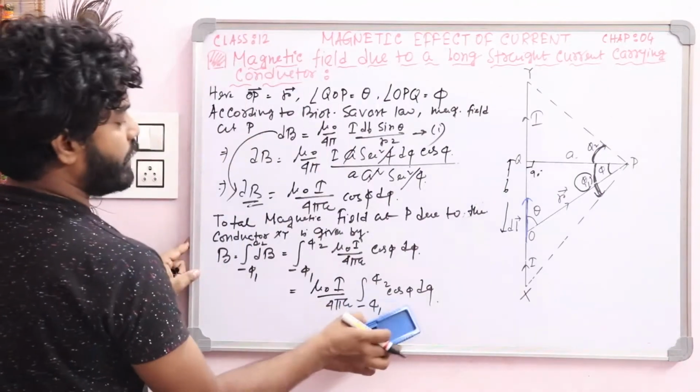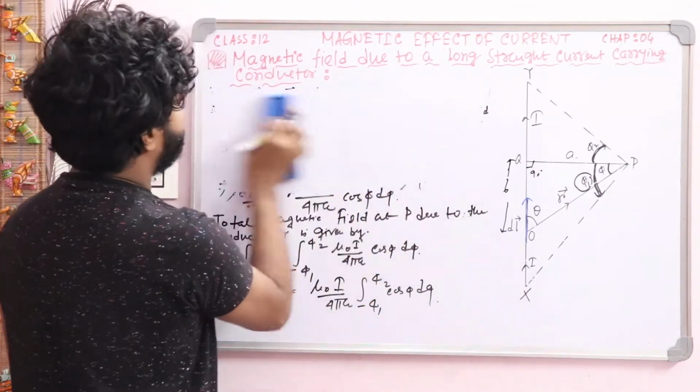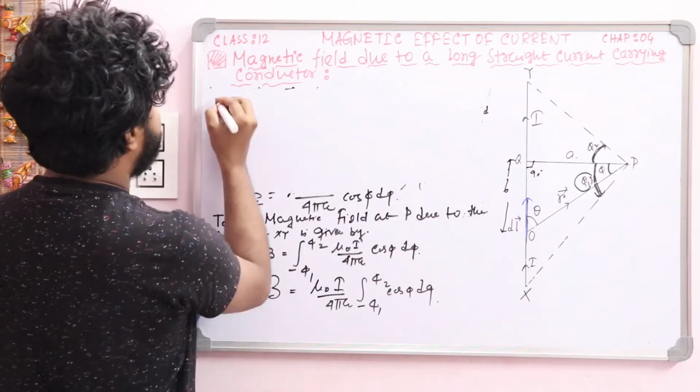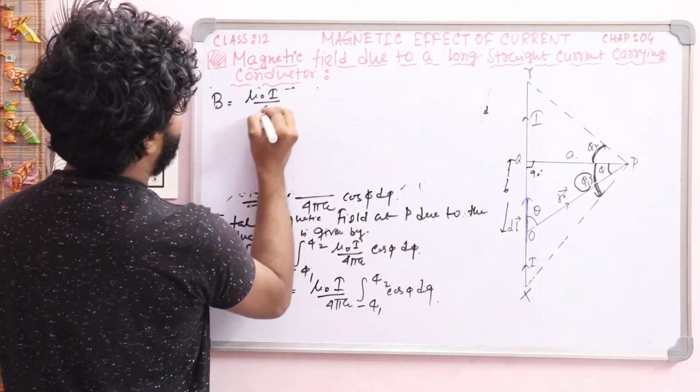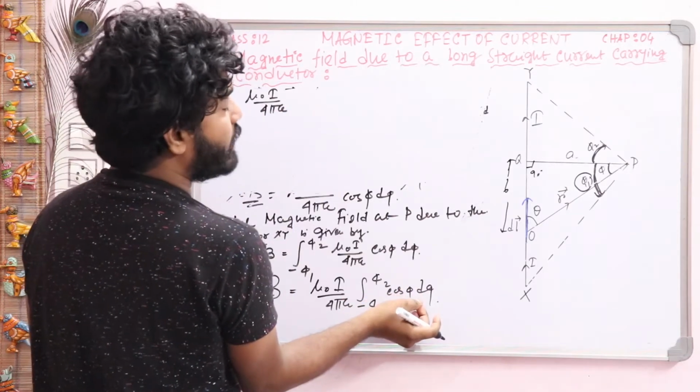Now you have to integrate this part. By integrating, this is the magnetic field B. So B will be mu naught I by 4 pi a, and the integration of cos phi d phi is sin phi.